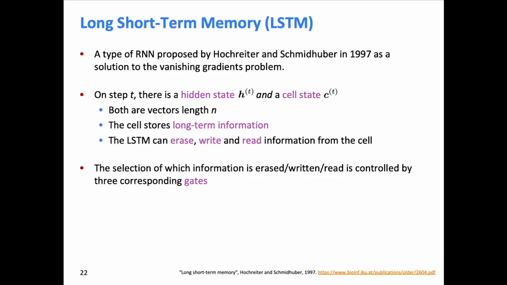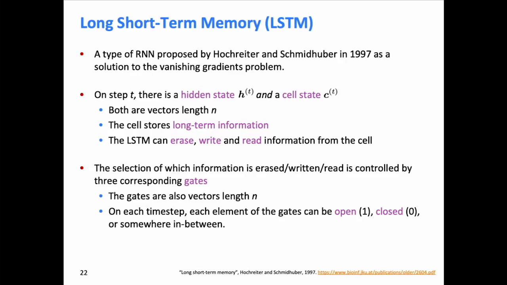The gates are themselves also vectors of length n. On each time step, each element of these gates is somewhere between 0 and 1. Here, 1 represents an open gate, and 0 represents a closed gate, and you can have values anywhere in between. The overall idea, which we're going to firm up on the next slide, is that if the gate is open, information is being passed through, and if the gate is closed, information does not pass through.